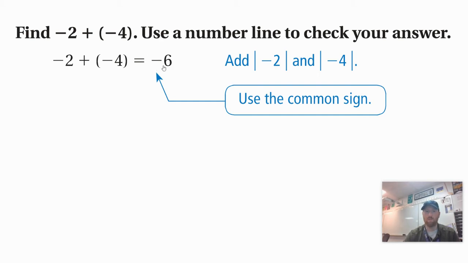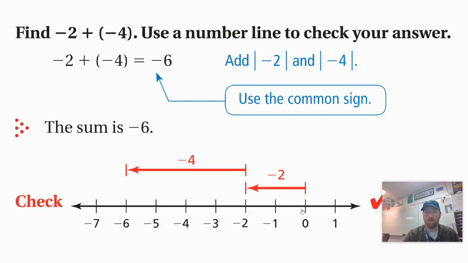If you know your answer is going to be negative, you can really just take the absolute value of both of those numbers and add them up together. The absolute value of -2 is 2, the absolute value of -4 is 4, 2 plus 4 is 6, and because these are both negative numbers, you're also going to get an answer of negative, so it becomes -6.